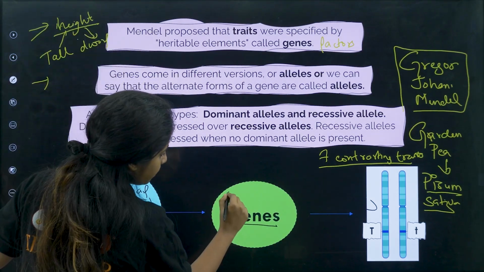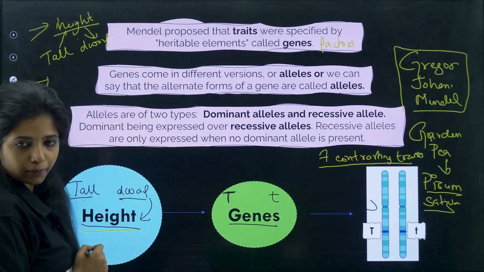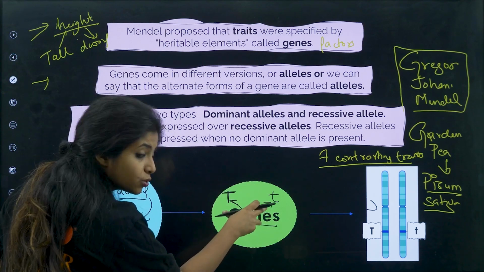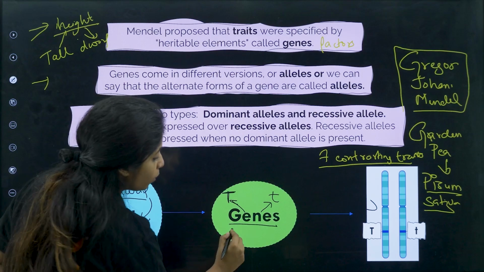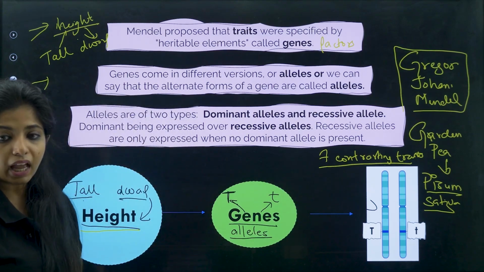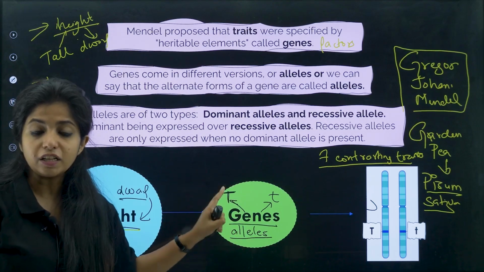For example, I say capital T gene is for the tall one and small t gene is for the dwarf one. These are 2 different types of this particular gene. What do I call these different types? I will call them alleles. So different versions of genes are known as alleles, my dear children.